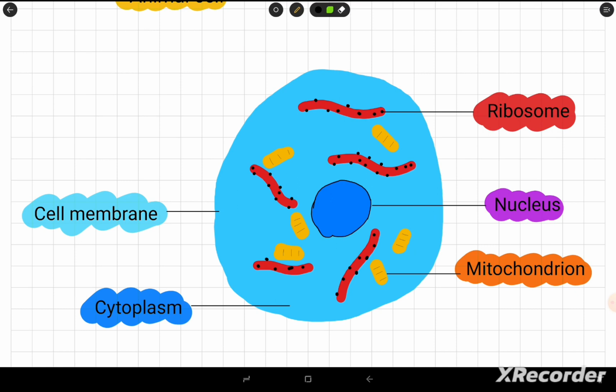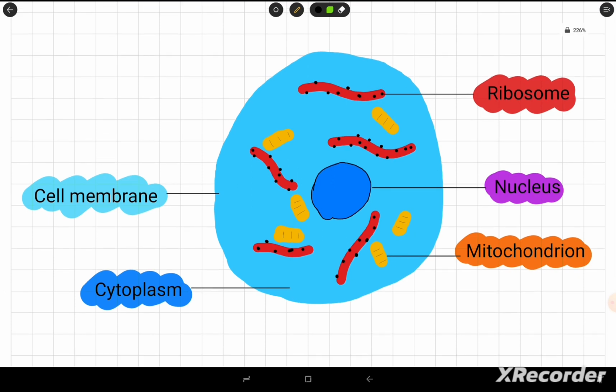The next organelle is the mitochondrion. Plural is mitochondria, you may see it like that often. And this is the site of aerobic respiration. The next one is the ribosome. And ribosomes are these little dots here, not the big red ones, the little dots. And ribosomes are the site of protein synthesis.